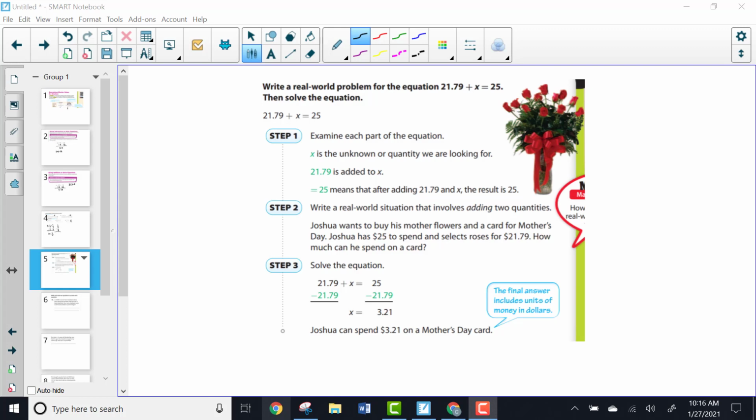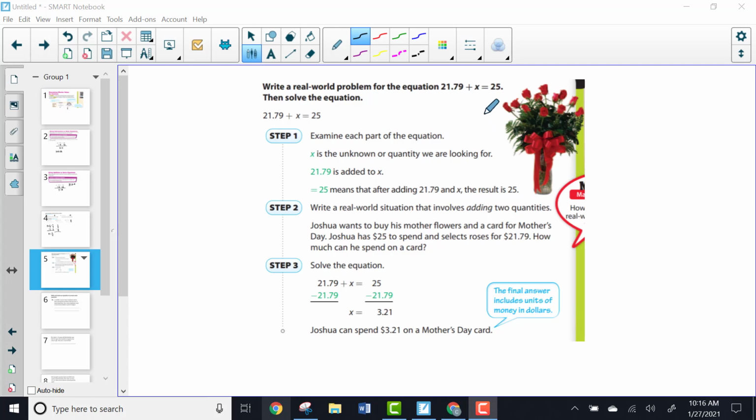And we know with this problem that 21 and 79/100 is added to x, and that gives us 25. Okay, so something that we would need to do is think about a real world situation that involves adding two quantities or two amounts. So for example, Joshua, who happens to be my brother, wants to buy his mother flowers and a card for Mother's Day. Joshua has $25 to spend and selects roses for $21.79. How much can he spend on a card?